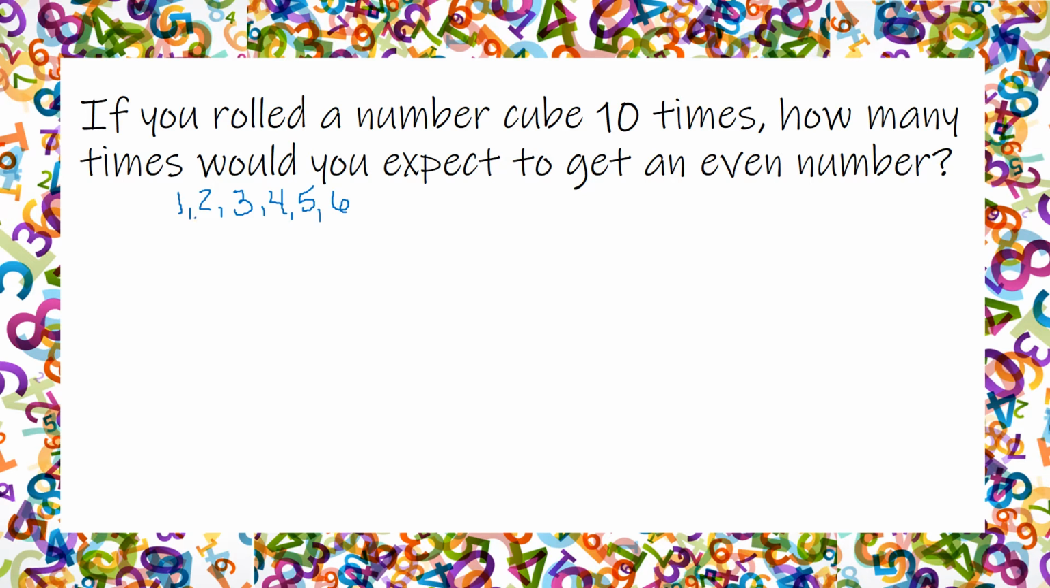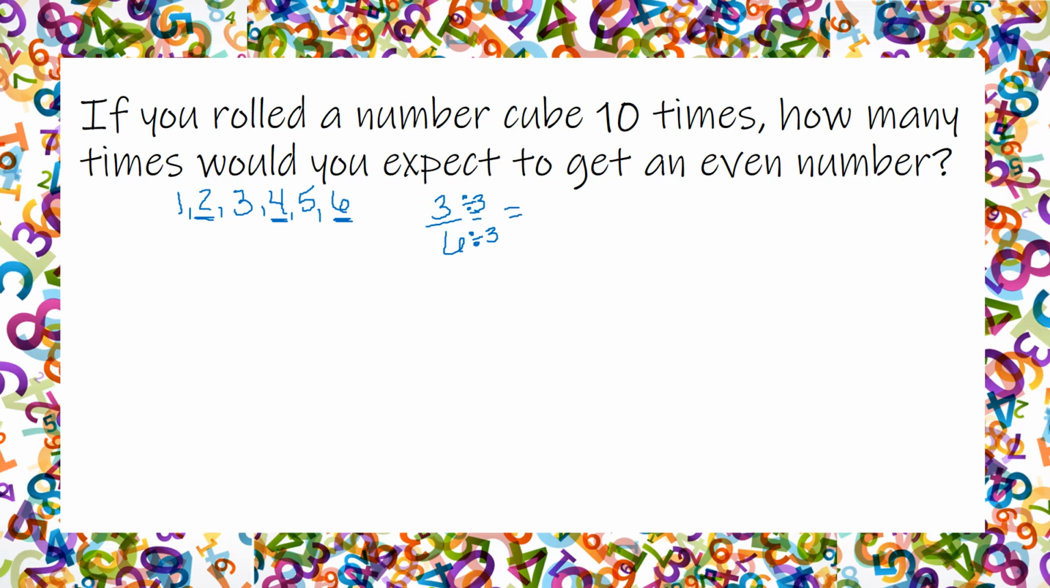The even numbers are 2, 4, and 6. So that's 3 out of 6 chances to get an even number. Okay, if I simplify that, I can divide both the top and the bottom by the greatest common factor, which is 3.